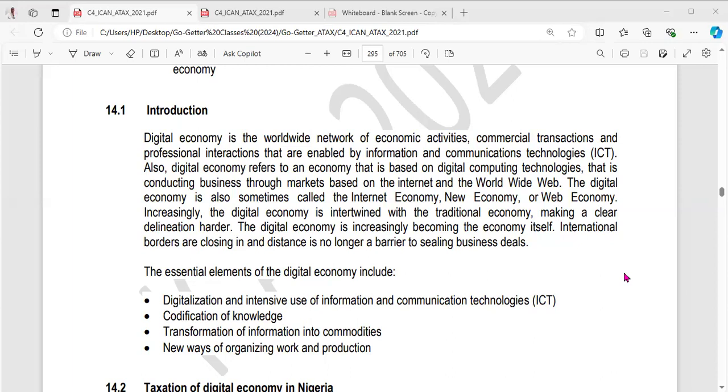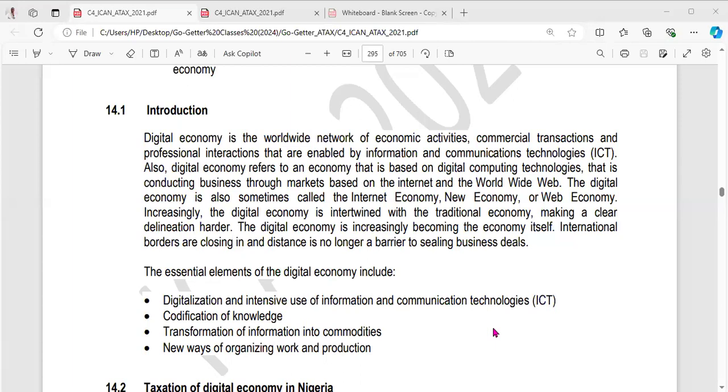Okay? Now, even in the class, we are using digital pen to mark and highlight. All these are digital tools. Information and communication technology made that possible. Intensive use. So if there is no intensive use of digital tools, digital economy will not be possible. And most of all, be ready to use internet connection, data, codification of knowledge, transformation of information into commodities, and new ways of organizing work production.